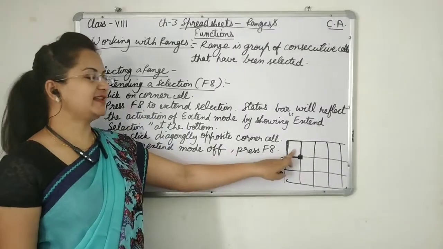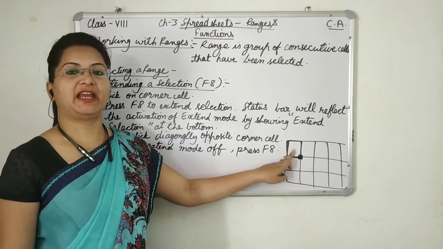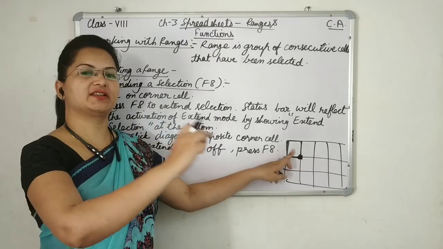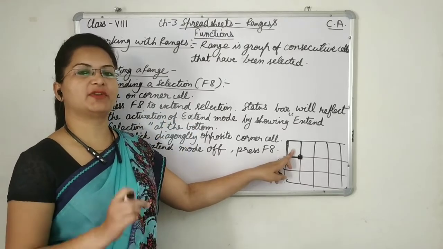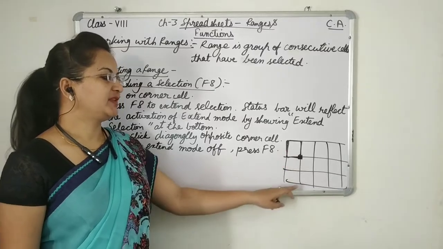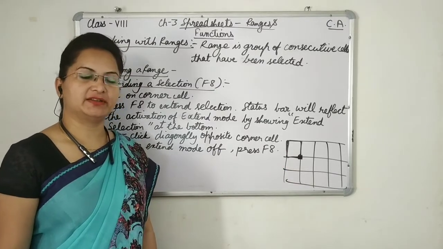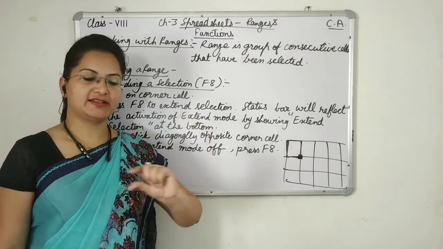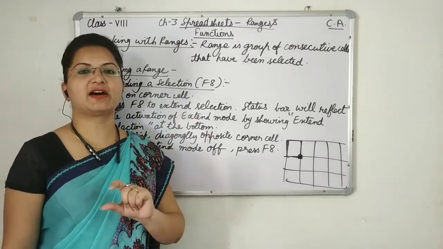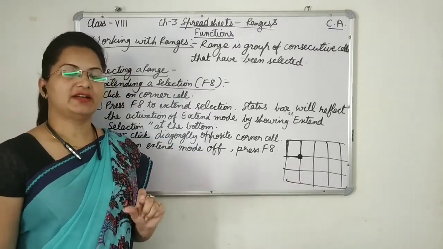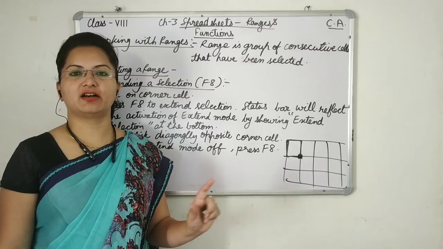First of all select this, then press F8. Got it? The topmost keys on the keyboard are function keys. From there you have to choose F8. Then after that the extend selection will appear. You will be able to see extend selection in the status bar. The status bar is the bottommost bar of any window. That means extend selection is turned on.